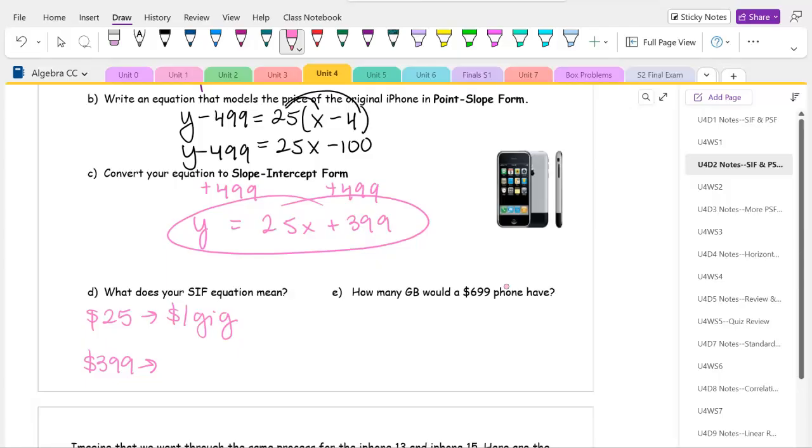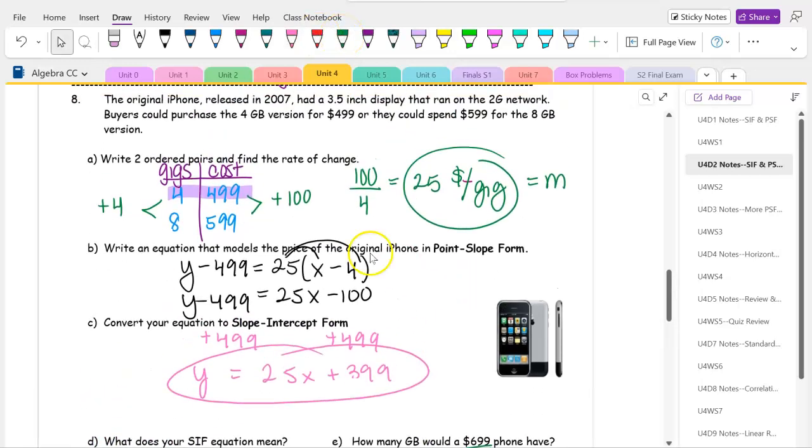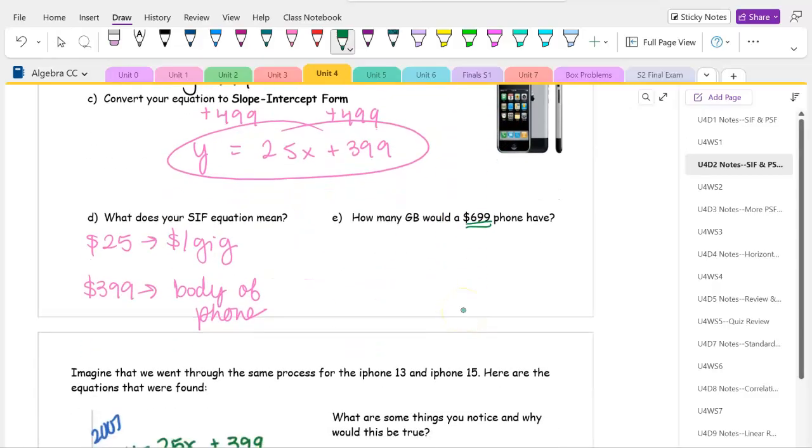Well, you're not just paying for data on your phone, right? Like you're paying for the actual phone itself as well. So the $399 is like the body of the phone. Okay, so like the literal physical phone itself. Now, let's say you bought a phone for $699, which honestly is still cheap by today's standards. Let's see how many gigs you would have had back then in 2007. $699 is a cost, and based on my table, I know my cost is my y coordinate. So I'm going to plug $699 in for y in my function rule.